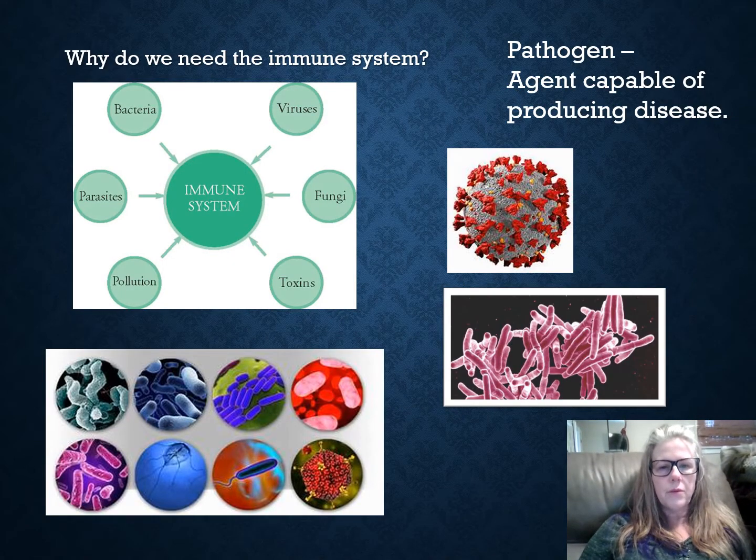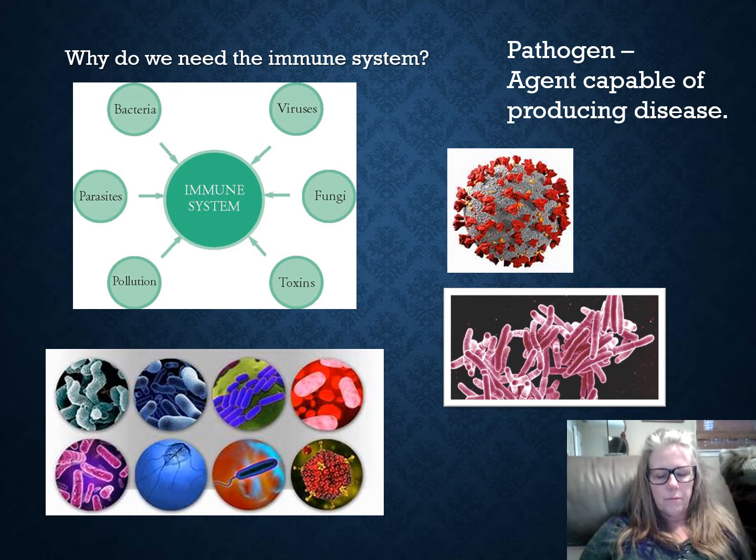When we think about why we need the immune system, it is to fend off these pathogens. What is a pathogen? A pathogen is an agent capable of producing disease. Many different things can be pathogens. The immune system works to provide us protection against them. For the most part, when we think about pathogens, we think about bacteria and viruses, parasites, maybe some fungi. Certain types of fungi, like molds, can be considered a pathogen. We have environmental pollutants and even toxins that are produced by living organisms.